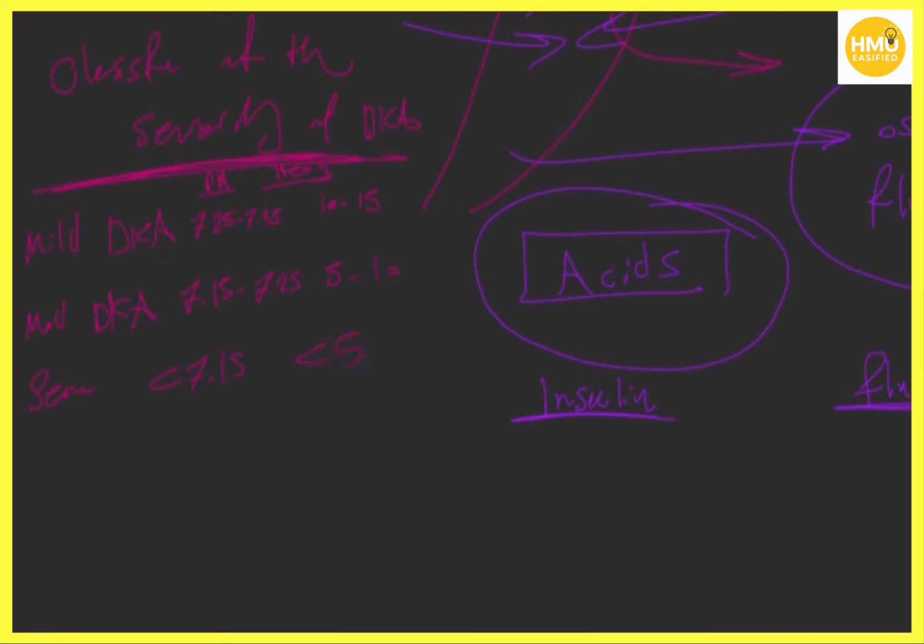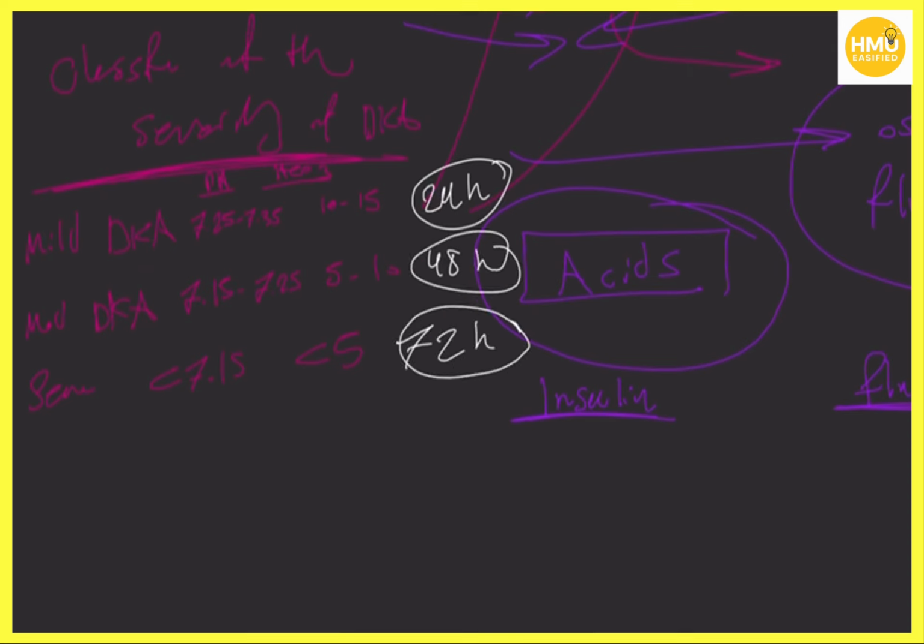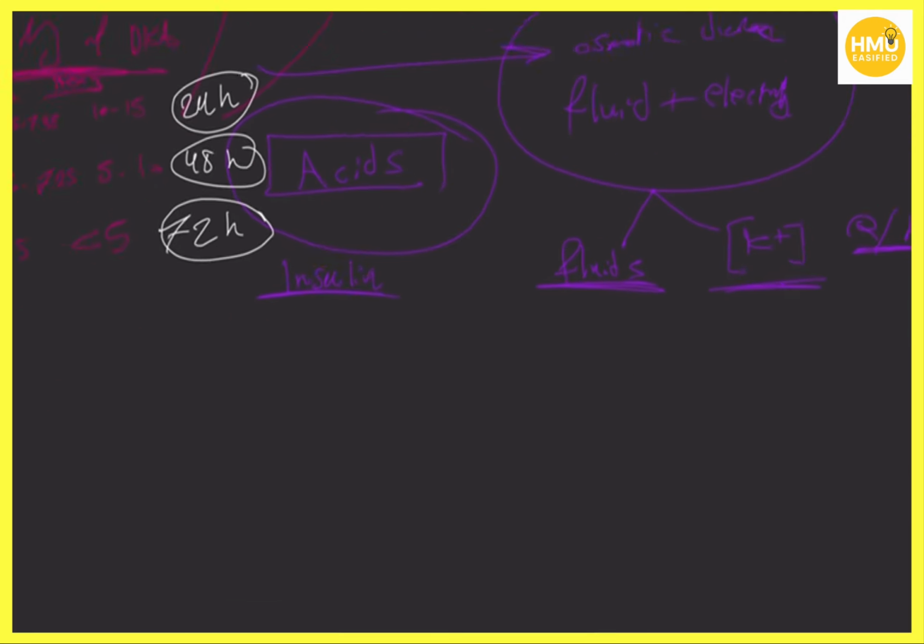Because each category of DKA has to be fixed within a certain amount of time. If it's a mild DKA, you have to fix it over a 24-hour period. If it's a moderate DKA, you have to fix it within a 48-hour period or 72-hour period. Why is that? Because we are afraid of the complications that might occur with DKA that we're going to mention soon. Okay, so we're going to start with insulin.